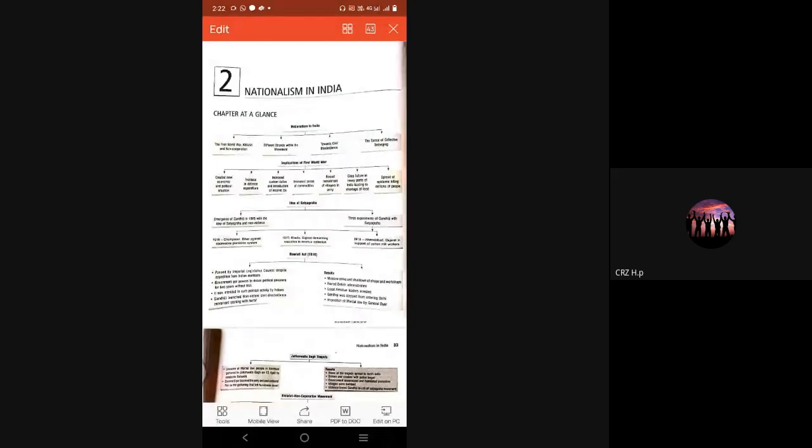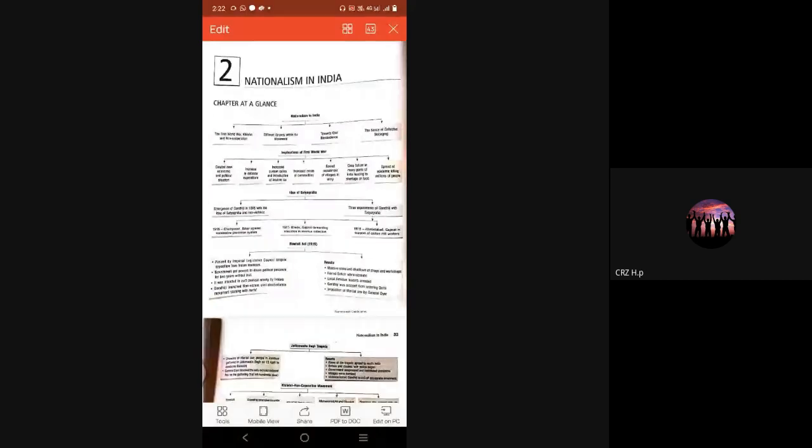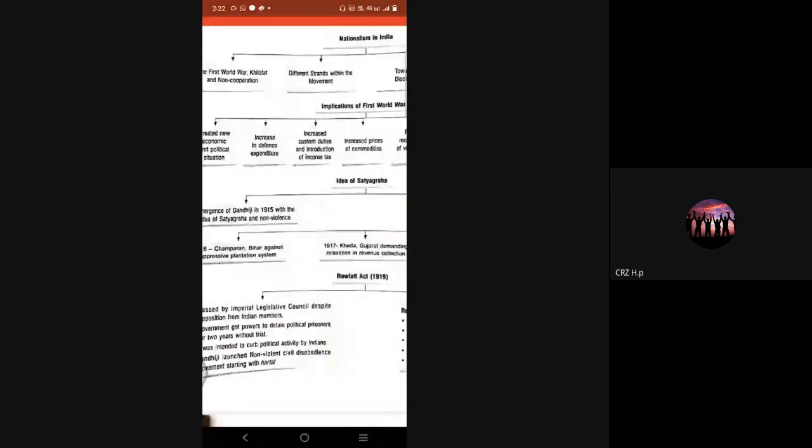The first is about the implication of the First World War on India. The war created many economic problems for our country. It increased the defense expenditure, increased customs and duties, and introduced income tax. It also increased the prices of commodities and forced recruitment of villagers into the army. The people became really fed up with this, especially with the crop failure in many parts of India leading to a shortage of food.